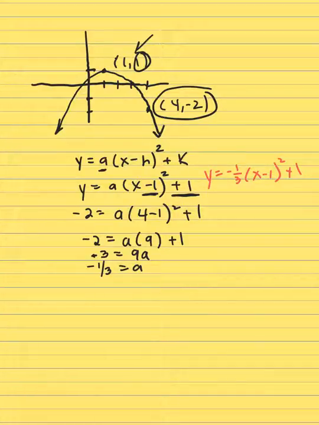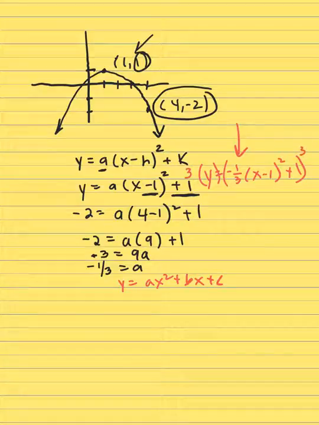And then E says write the equation in this form: y equals ax squared plus bx plus c. So we're going to get rid of our parentheses. So go back to this equation, and the first thing I want to do is multiply both sides by 3 to clear my fractions. So it's going to give me 3y on the left, and then these 3's will cancel, so that leaves me a -1 (x minus 1)² plus 3, because you have to multiply that 1 by 3.